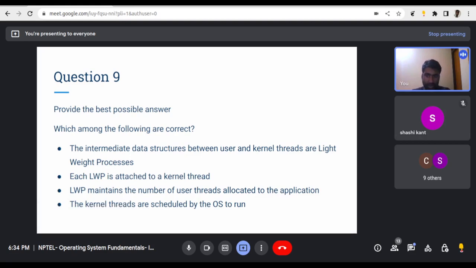So what actually are lightweight processes? When you create a user thread, it cannot execute on its own. It requires some kernel thread to be attached to it, which is actually given the processor time by the OS to run, right? This communication happens through lightweight processes, which are actually data structures between the user and kernel threads.